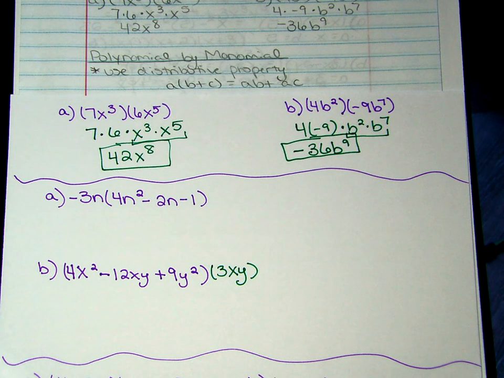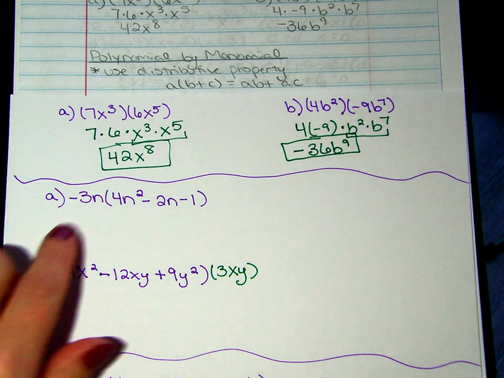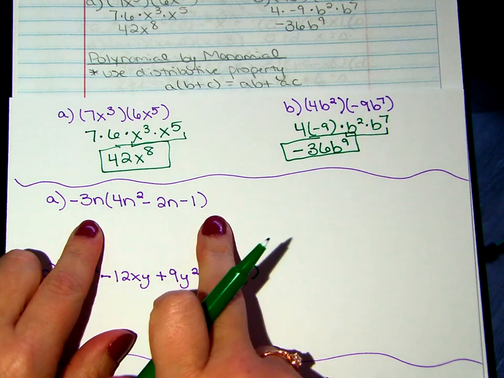So for A, we have negative 3n out front, and then inside of our parentheses, we have a trinomial. We have 4n squared minus 2n minus 1. So we're not trying to solve for n. We don't have to factor. We don't have to do any of that. What we're trying to do is get rid of the parentheses, and the only way to do that is to distribute that negative 3n inside to each of the terms.